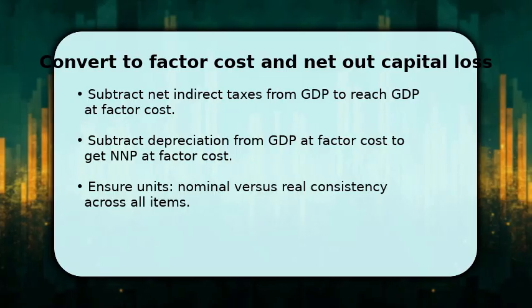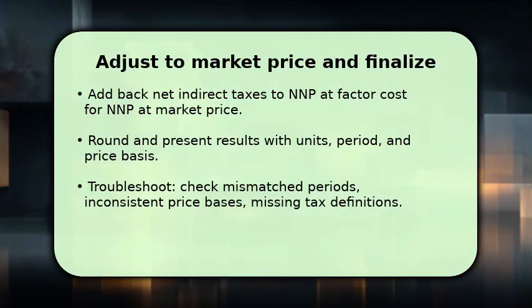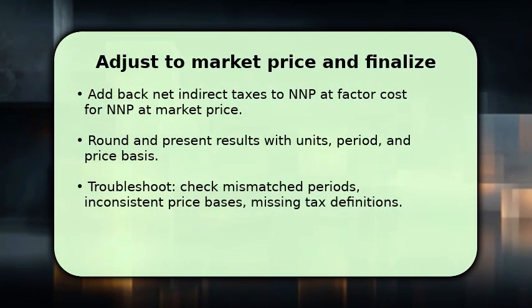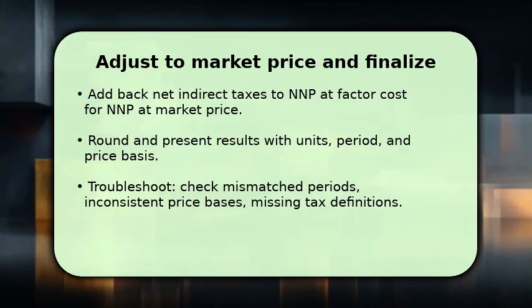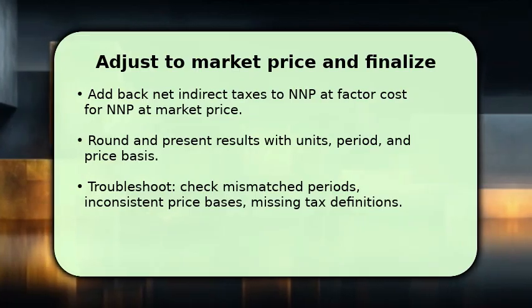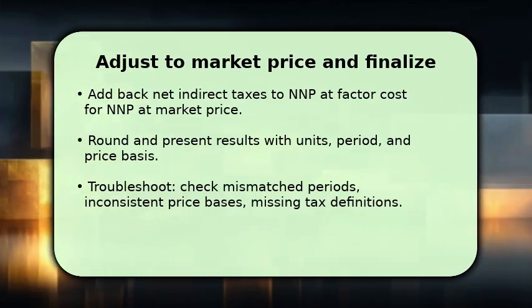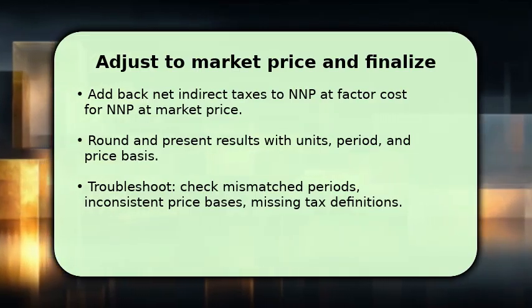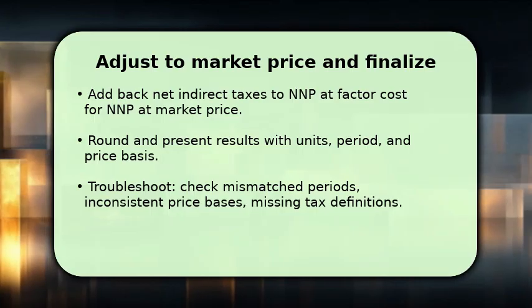To finish, convert NNP at factor cost back to market price by adding net indirect taxes. This restores the market valuation while keeping capital consumption removed. Present the final NNP at market price with clear labels, currency, period, and whether values are nominal or real.